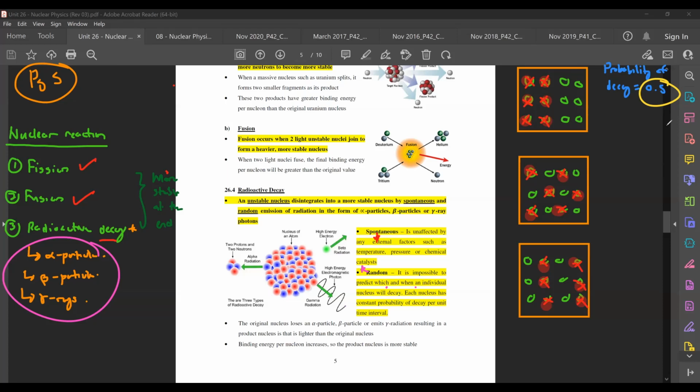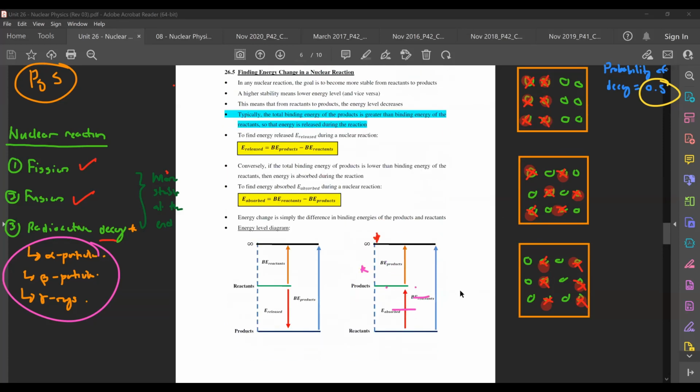Okay, and the reason why we cannot predict which and when an individual nucleus will decay is because each of the nucleus has a constant probability of decay. If one nucleus suddenly has a higher probability of decay, obviously that nucleus will decay first now. But the thing now is that all the nuclei inside have constant probability of decay. We just cannot predict which one will decay here. That is what random actually means. So that one should be all right, I hope.